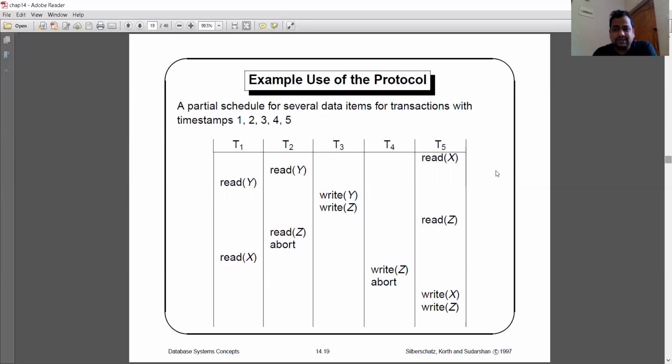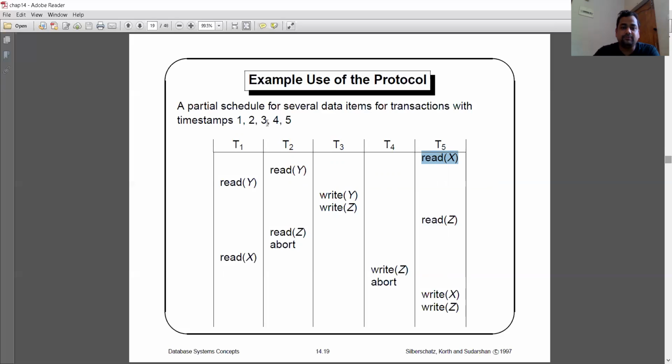Okay, so let us discuss this example over here. Let us consider a partial schedule of several data items with a different number of timestamps over there. So the transactions will be T1, T2, T3, T4, and those are executed over here. Let there be 3 data items, X, Y, and Z.